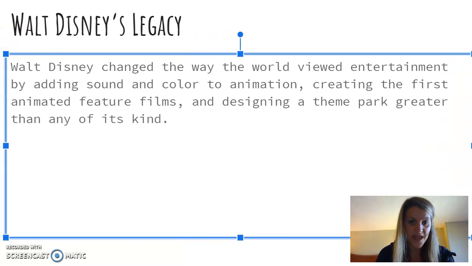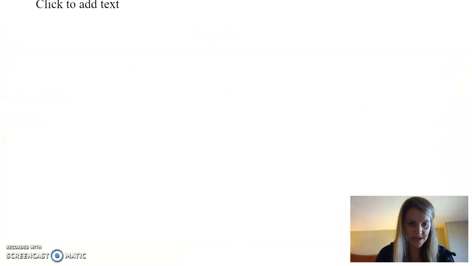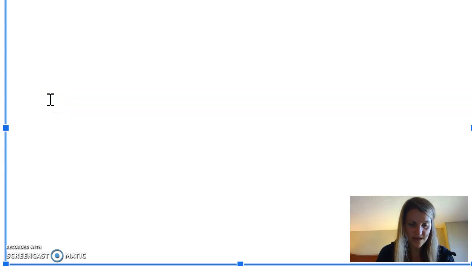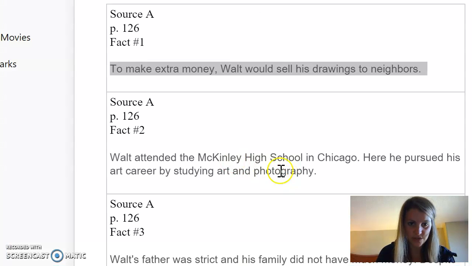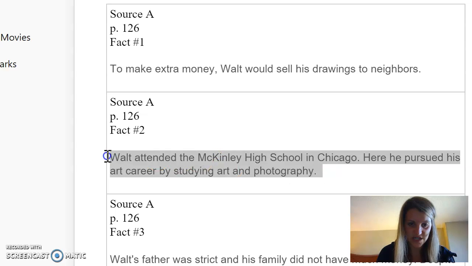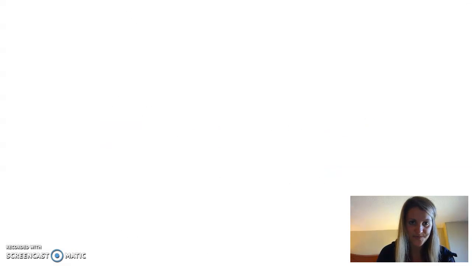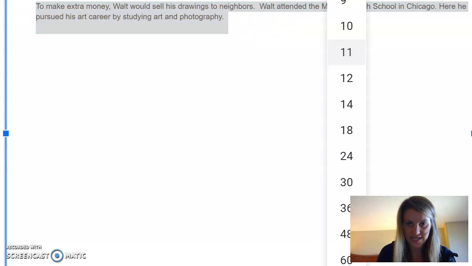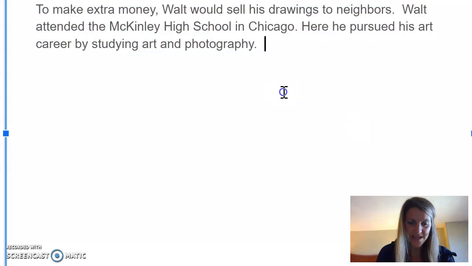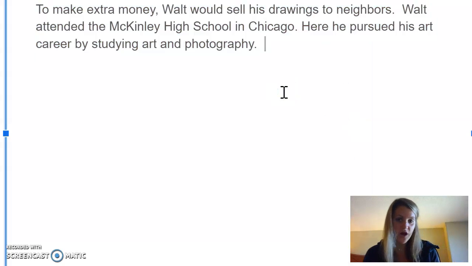There we go. Okay, I am going to just have a blank piece right down here. Copy this right on in. And then I am also going to use these facts right here about his high school. All right, and we'll make this a little bit bigger for you so you can see, it's so tiny. Okay. So I have, to make extra money, Walt would often sell his drawings to neighbors, and then Walt attended the McKinley High School in Chicago. Here he pursued his art career by studying art and photography.